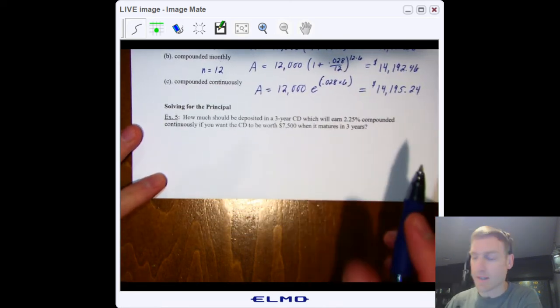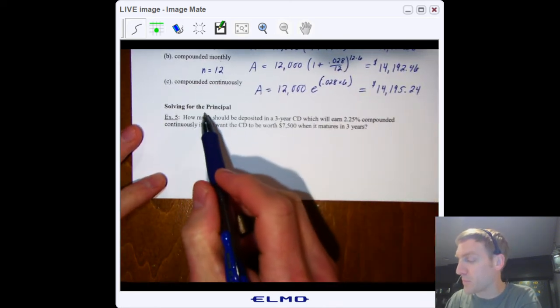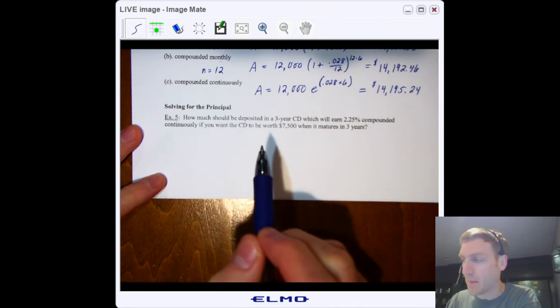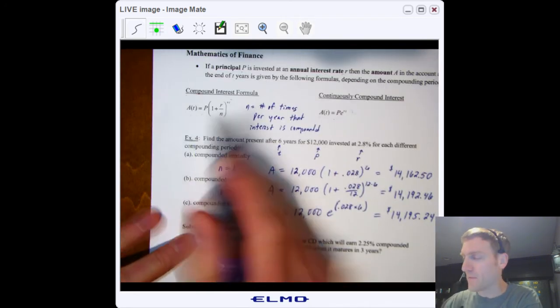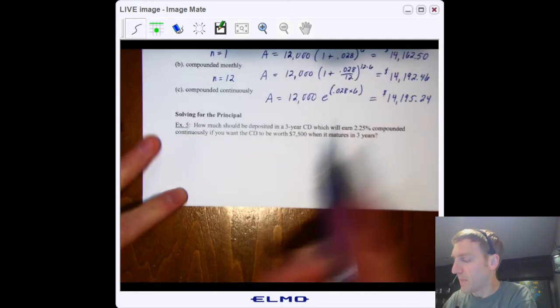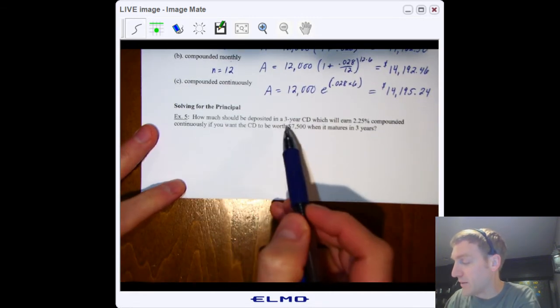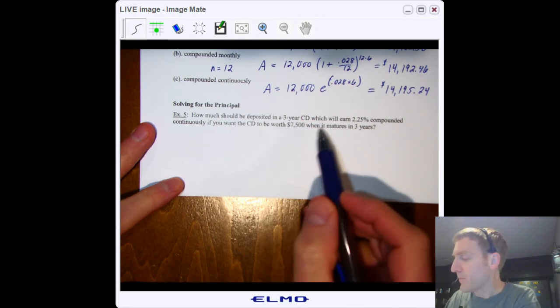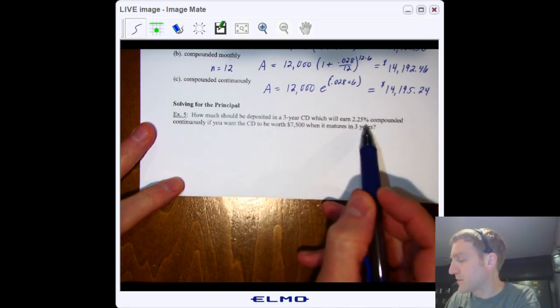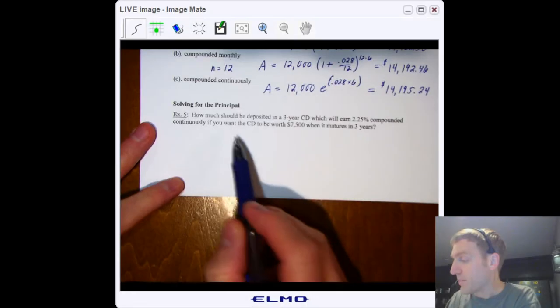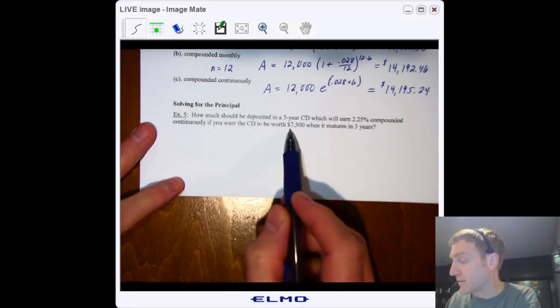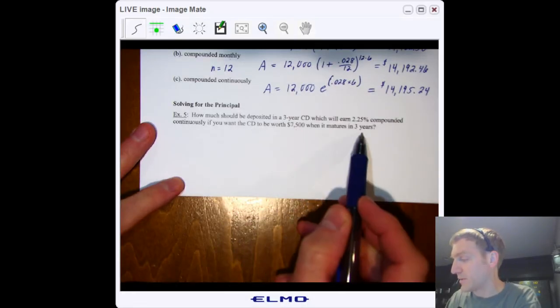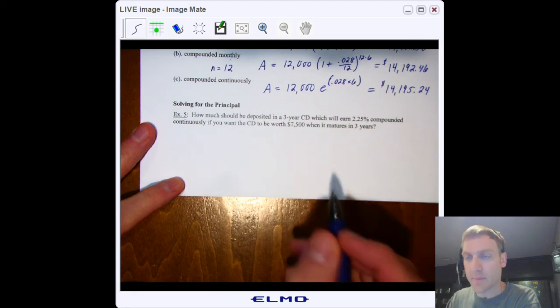Anyways, to finish this last example, you're solving for the principal. So you know the future amount, you know the A, and you want to find the P. So let's read the problem. How much should be deposited in a 3-year CD? CD stands for certificate of deposit. It's like a savings account, which will earn 2.25% compounded continuously if you want the CD to be worth $7,500 when it matures in 3 years. Matures is when the CD is up and you get your money back.